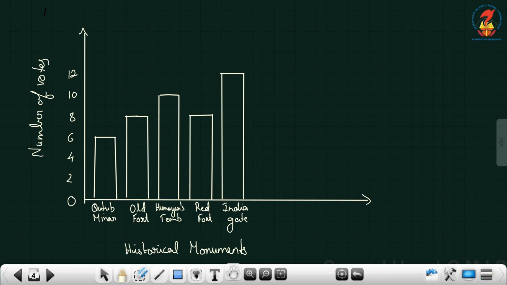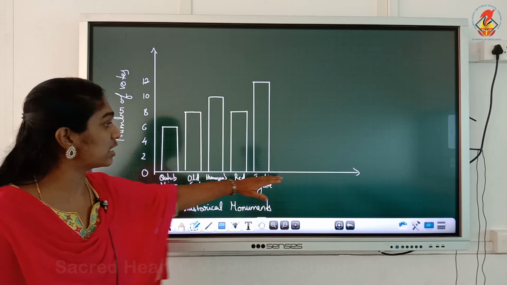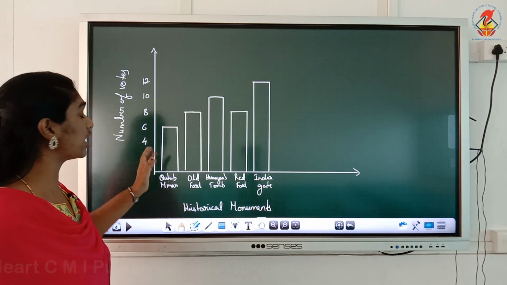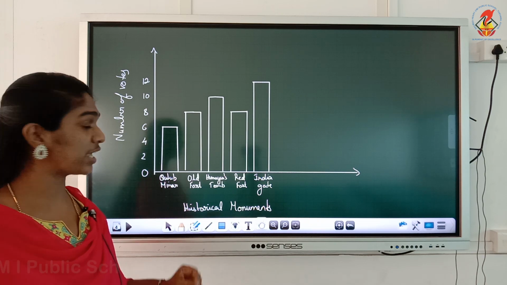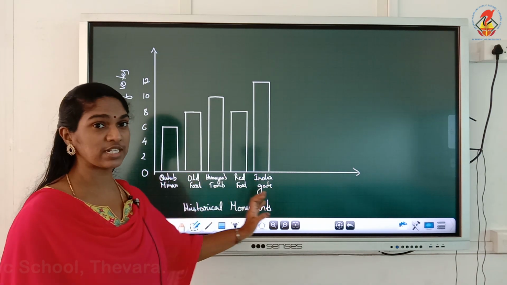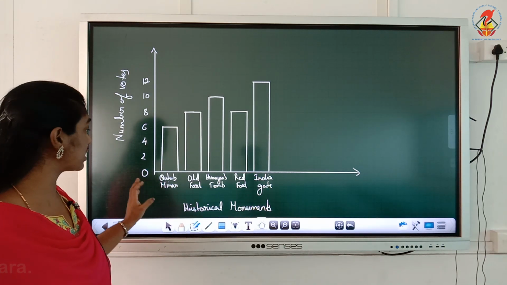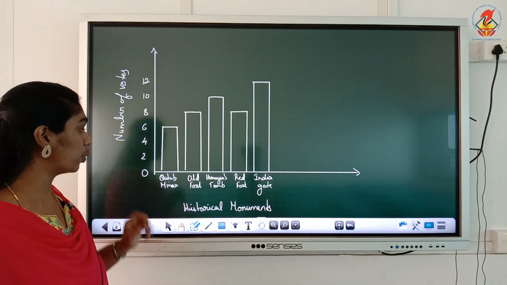This is the bar graph. See, the graph is represented in the form of bars, rectangular bars in the shape of a rectangle. This is the horizontal line, we call it the x-axis, and the vertical line we call the y-axis. In higher classes you will be hearing these words, x-axis and y-axis. So to represent the data we have a horizontal line and a vertical line.